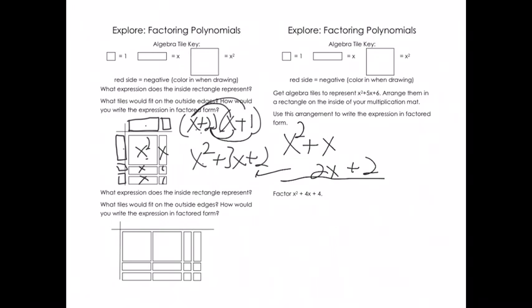Okay. So how about this one down here? I see an X squared. I see an X, an X, an X, an X, an X, a 1 and a 1 and a 1. So I see 2X squared plus 6X plus 4. So how does it factor? Aren't those the algebra tiles?